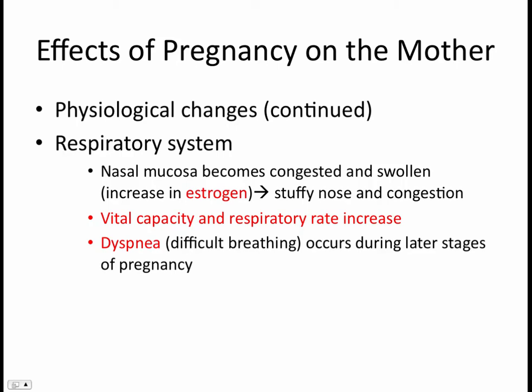Respiratory system. Okay, so we saw earlier that the fundus of the growing fetus is going to start putting pressure on the xiphoid process, which in turn can also put pressure along the diaphragm and the respiratory system itself. Because of that, we decrease the amount of oxygen in and out of our lungs, so you will increase your respiratory rate, and you'll also need to increase your vital capacity to compensate for the decreased amount of oxygen in and out of your body. It also becomes more difficult to breathe during these later stages of pregnancy, which we give the term dyspnea.